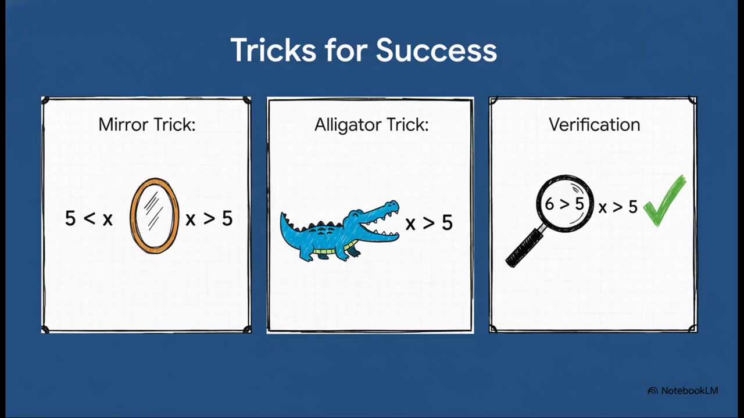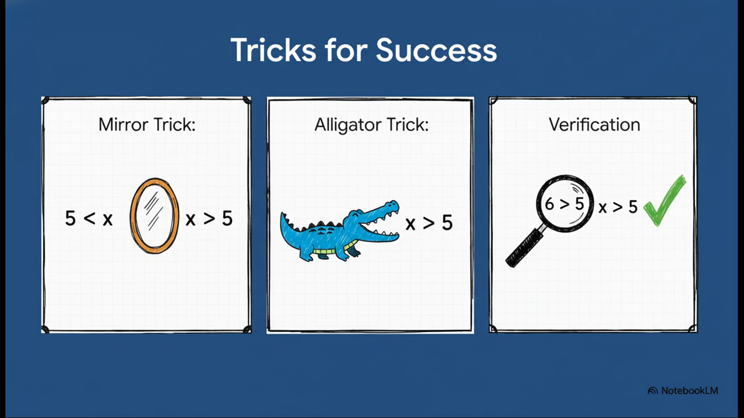And finally, a few little pro tips to make life easier. If your answer ends up looking backwards, like 5 less than x, use the mirror trick. Just flip the whole thing around to x greater than 5. It means the exact same thing, but it's so much more natural for our brains to read.